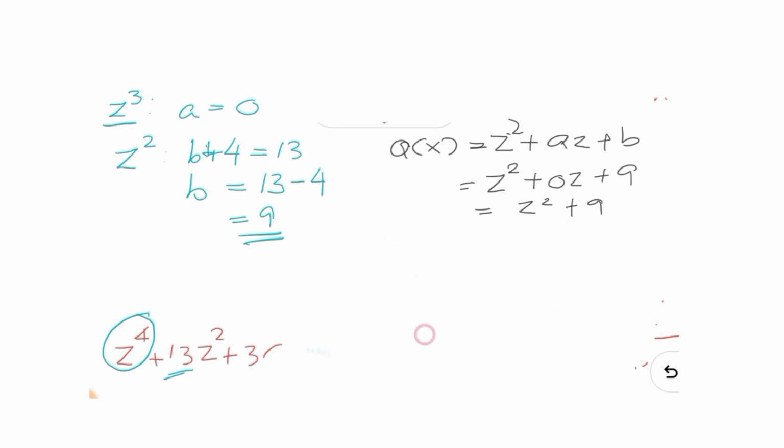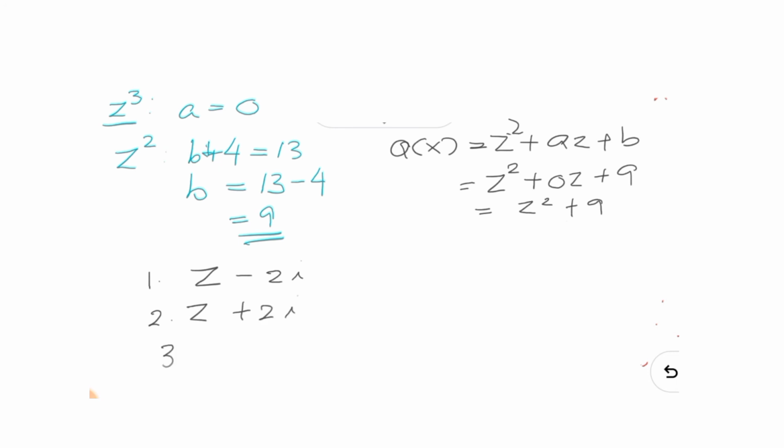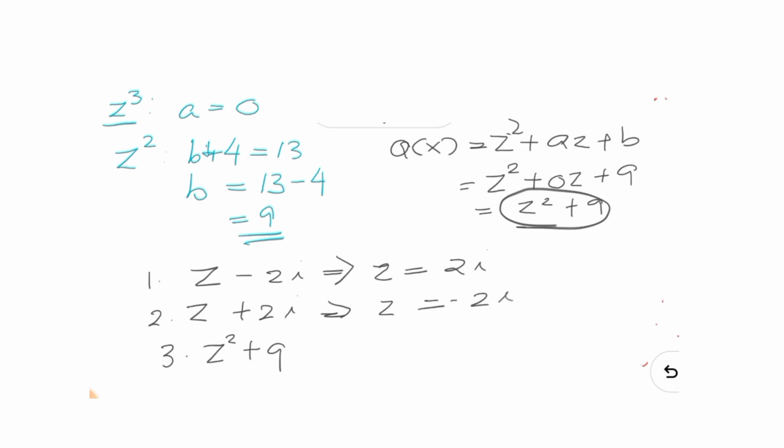So now let's write all the three factors. The first factor is z minus 2i, second factor is z plus 2i, and third factor is z square plus 9. Gives you z is 2i, it gives you z is minus 2i, and it gives you z square is minus 9. It implies z is square root of minus 9. Square root of minus 9 already we have done as plus or minus 3i. So we get the solutions 2i, minus 2i and plus or minus 3i.